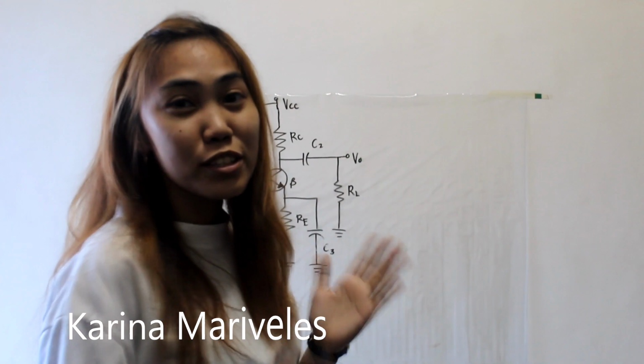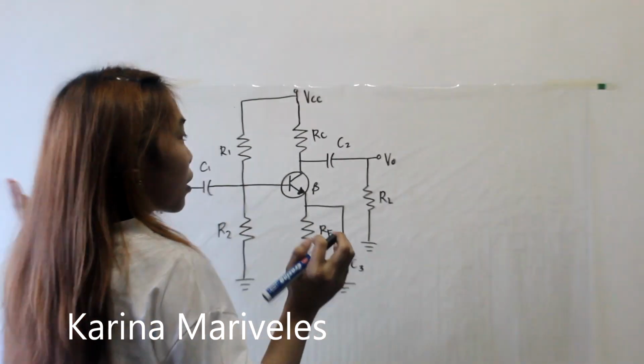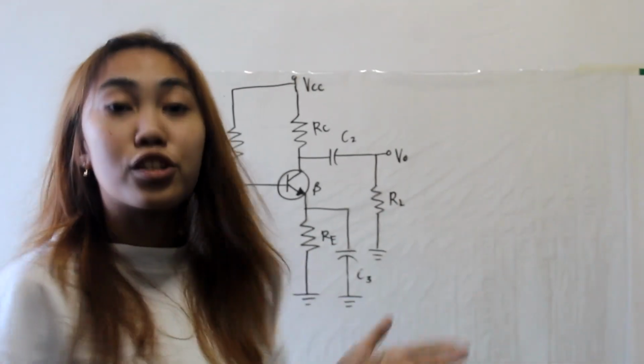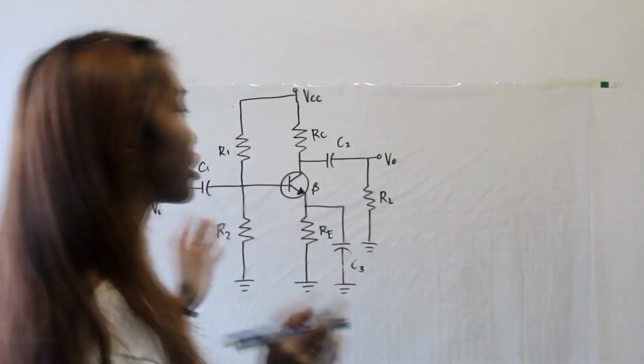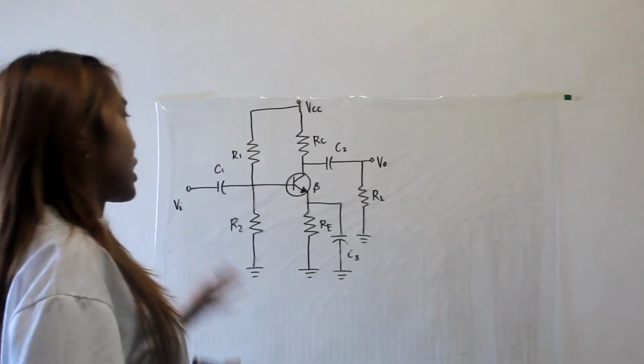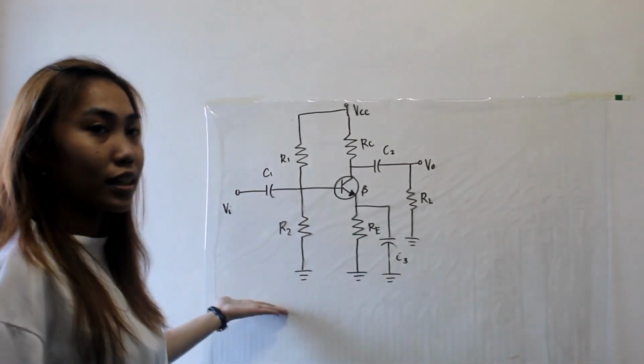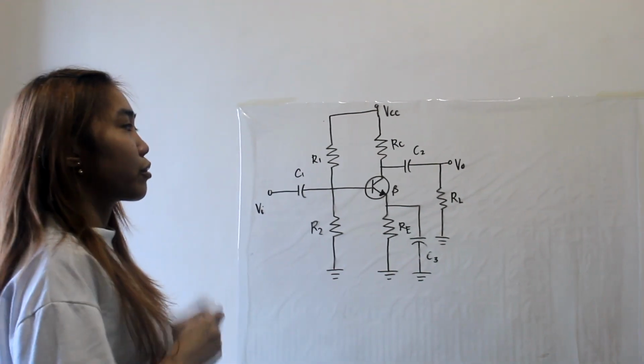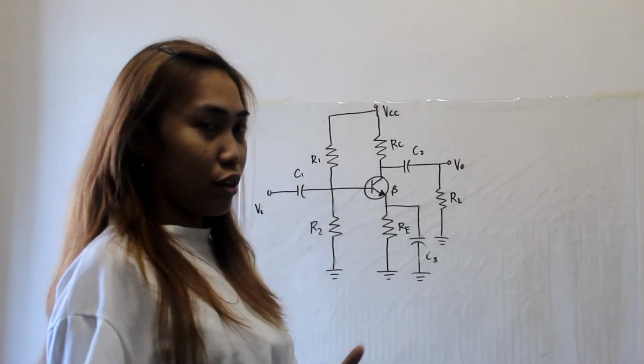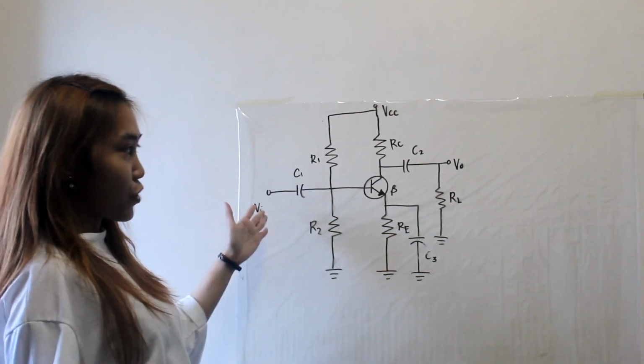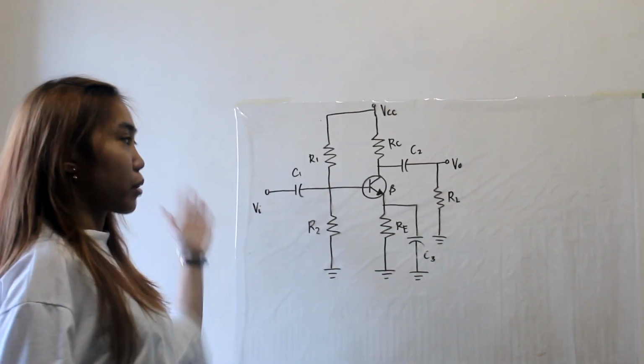So today we are going to discuss a voltage divider transistor amplifier. It is considered a Class A amplifier since our circuit looks like this. Before we start solving, we are going to discuss first the parts of our circuit.